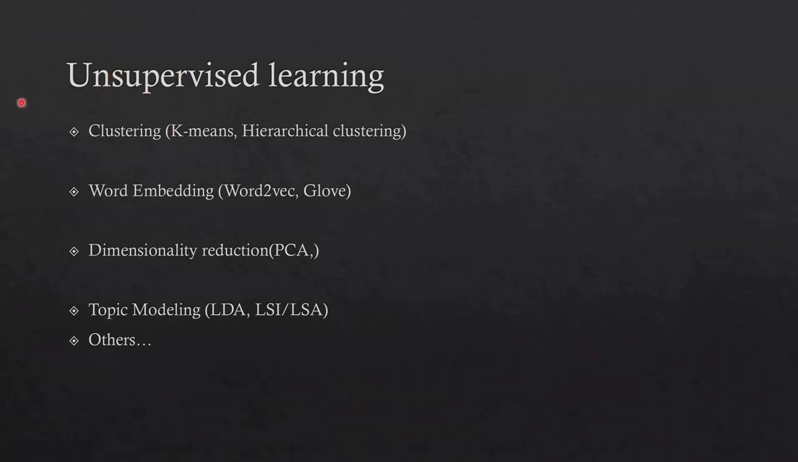As you can see here, those are the types of ways we could use unsupervised learning. For example, unsupervised learning is very common for clustering. We have two famous algorithms here for clustering: one named K-means and the other named hierarchical clustering. And then we have word embedding, which is a very common way to embed words into vectors these days, and it's used by almost any machine learning or deep learning algorithm. There are two models out there, one called word2vec and the other called GloVe. And then we have dimensionality reduction such as PCA, and topic modeling such as LDA and LSI. And of course other models that we couldn't discuss here.